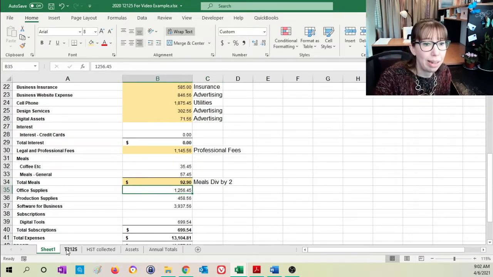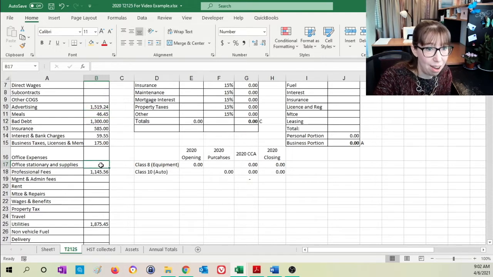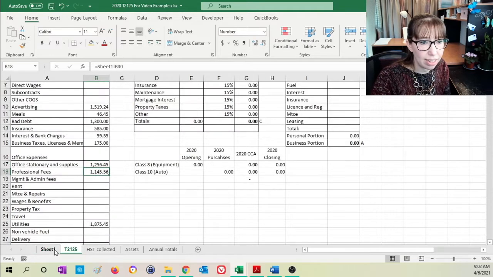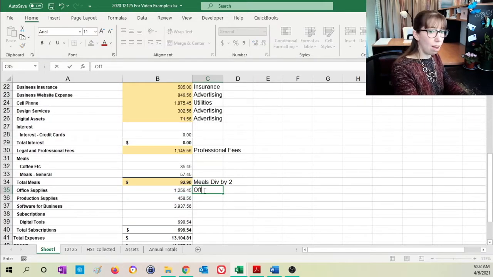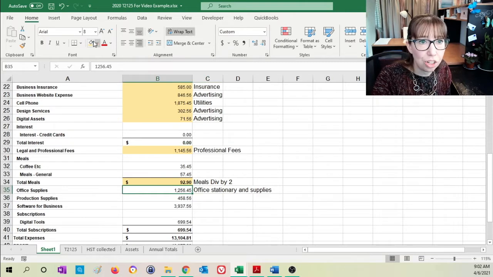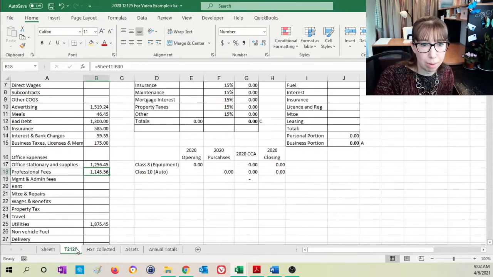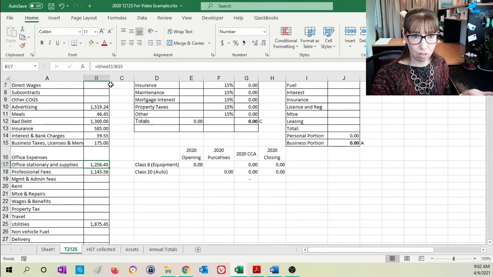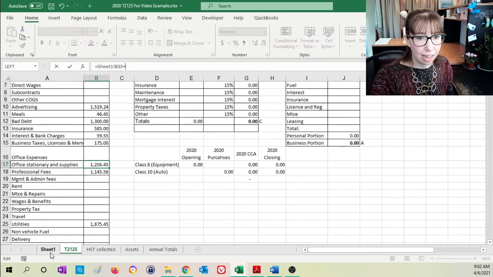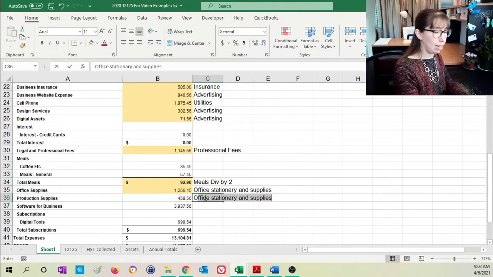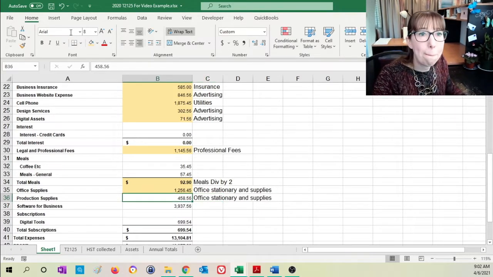Next, we've got office supplies, and that one was pretty easy. It's office supplies. There it is, office stationery. So I'm going to go ahead and put that one in there, and I'm going to say office supplies, office stationery and supplies. I'm going to make that peach. Then we've got production supplies. That's some stuff that I bought to make some of my YouTube videos. And again, because this is general supplies, I'm going to put a plus. And I'm going to put production supplies right there and say office stationery and supplies like there.